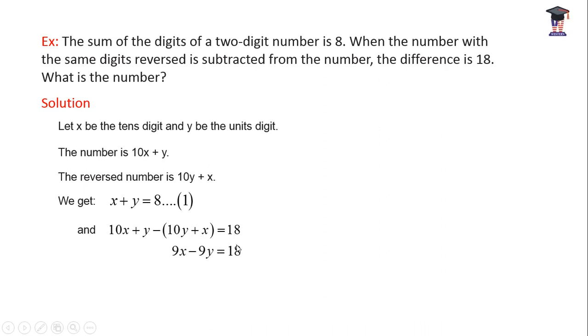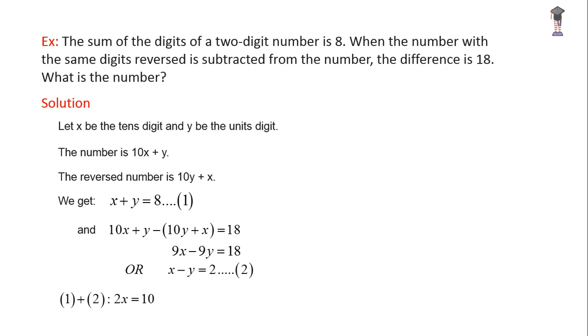After we simplify, we will get 9x minus 9y equal to 18. Both sides have 9 as a common factor, so we can simplify both sides by 9. So we get x minus y equal 2. We name it the second equation. So now we have 1 and 2, and we can solve them simultaneously.